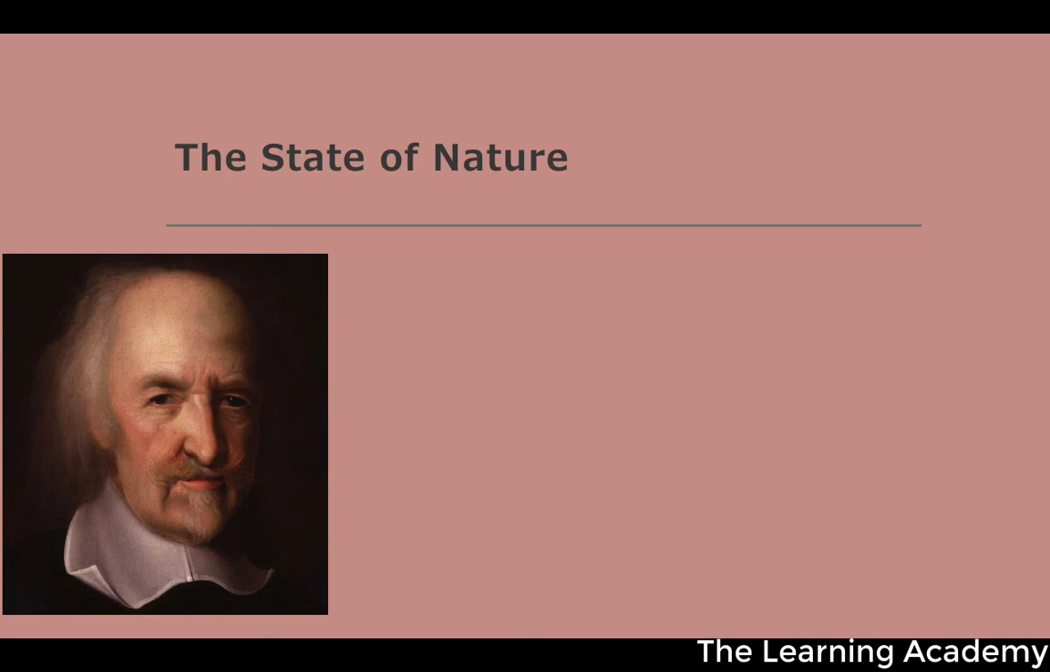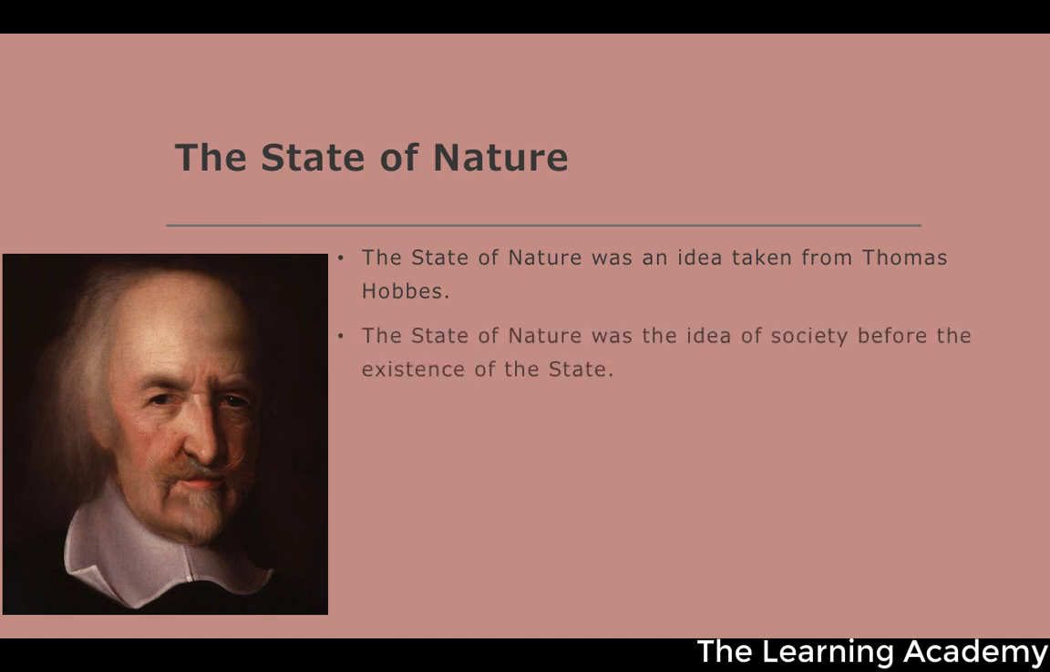Another interesting idea is the idea of the state of nature. This is an idea that was taken from Thomas Hobbes, who was also a political philosopher around the Enlightenment period, especially around the English Civil War. I believe he lived through the English Civil War. And the state of nature was the idea of a society before the existence of the state. So what was society like when the state didn't exist?